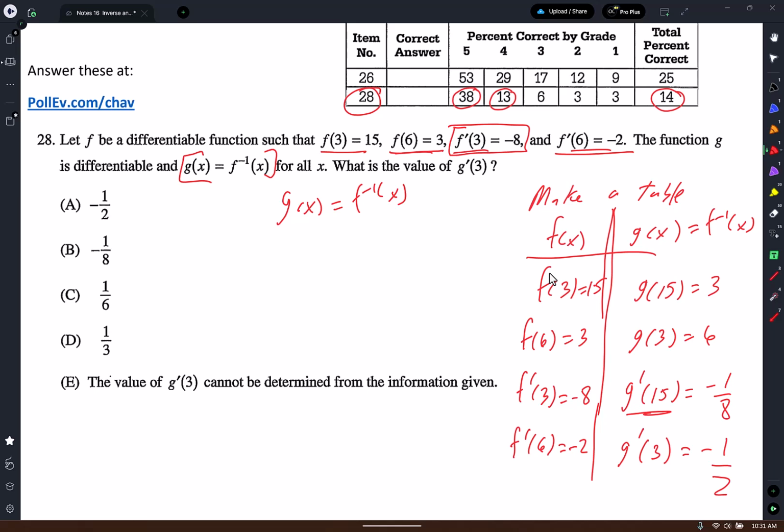And if you did not get it correct, guys, it is okay. We still did a lot better than 14%.